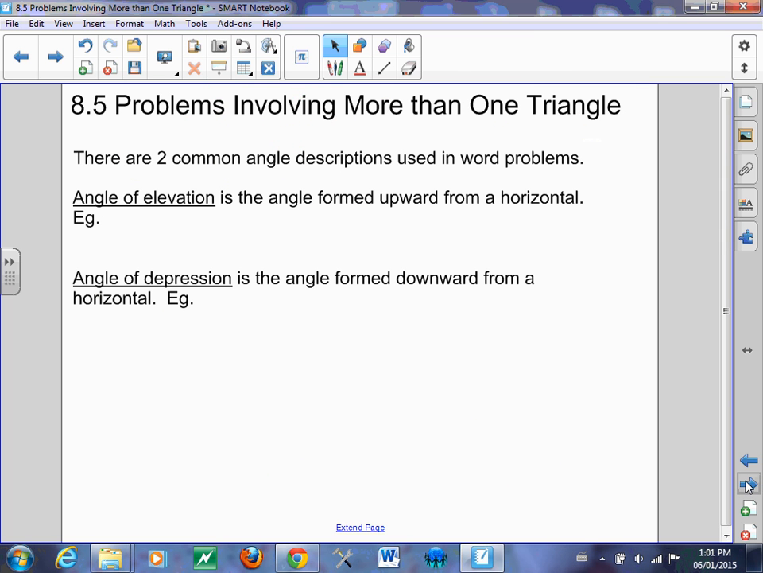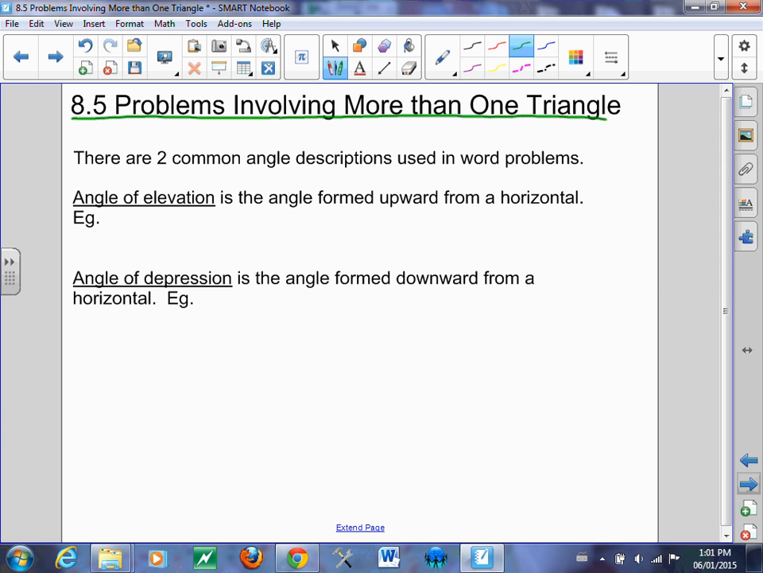So today we're dealing with problems involving more than one triangle, and we need to learn two common angle descriptions. The first one is called the angle of elevation. It's the angle formed upward from the horizon. My horizon is always a horizontal line, so I'm going to put horizontal, and you're going up. This is the angle of elevation, the angle going up. I feel elevated, I feel high, I feel happy, I'm moving up.